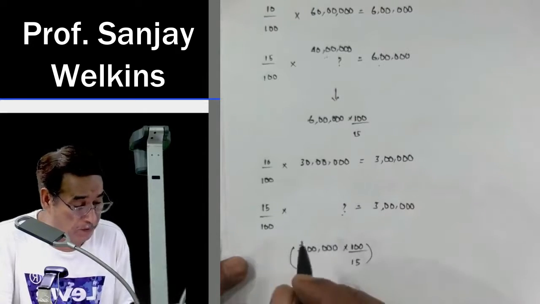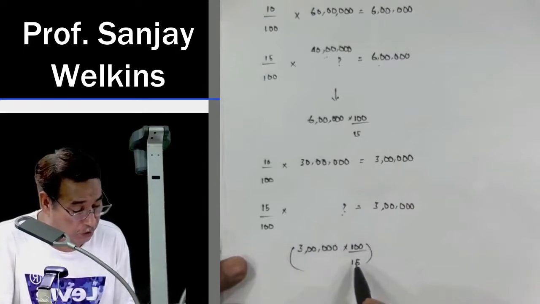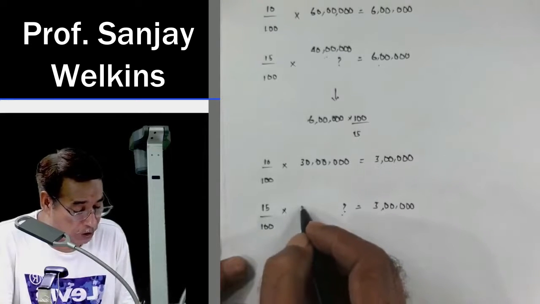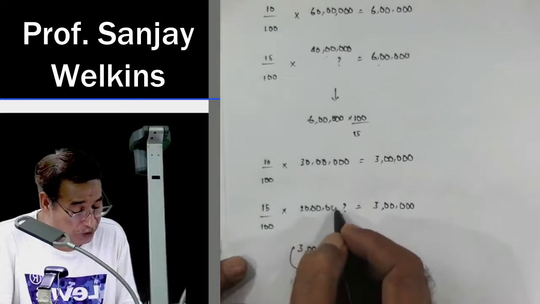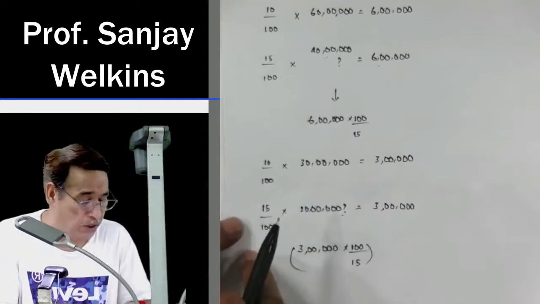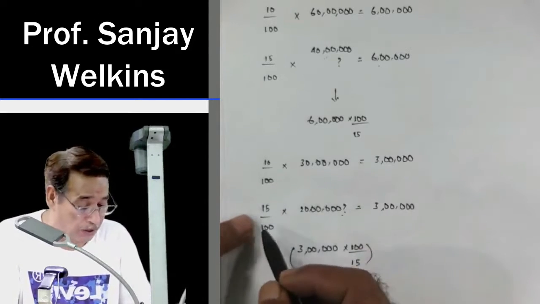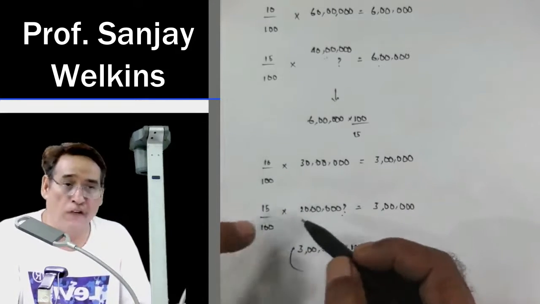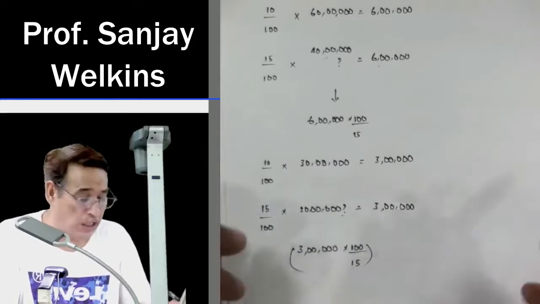Divided by 15. So I will be able to get the figure, I think it will be equal to 20 lakhs. So that means 15% debenture worth 20 lakh will have to be issued by Z Limited to discharge the debentures of Y Limited. Now you can compute 15%. In fact, you can actually verify that 15% of 20 lakh comes to 3 lakh.